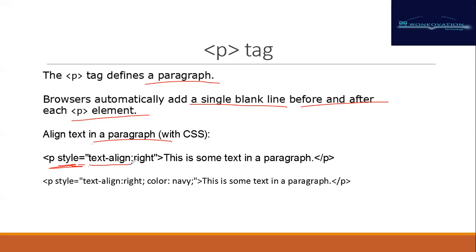How to align the text? Align means making a text move to the right, left, or center. As you noticed in the first program we did in section one, the heading one was shifted to the left-hand side. If we want to move that to the right side, we will write text-align right, and it will be moved to the right side.